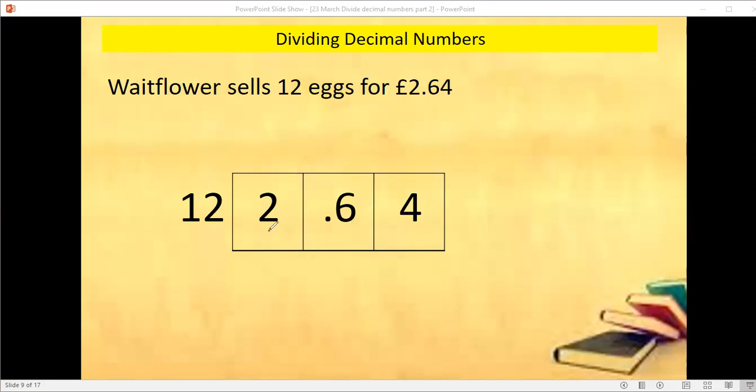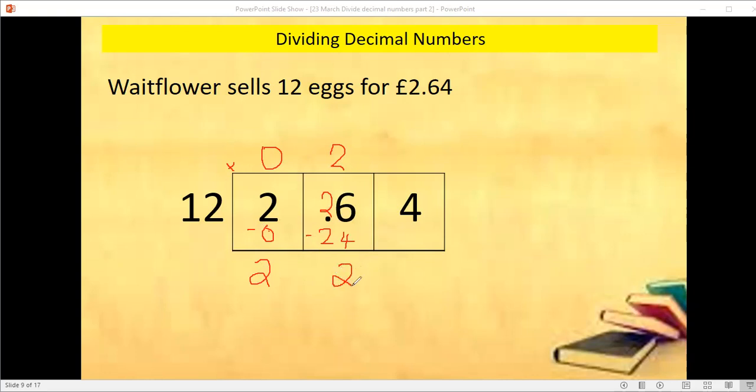Okay, so 2 divided by 12, it cannot be. So that means we need to put the 0. So 0 times 12 is 0. Now we need to subtract. So the 2, we are going to put it beside the 6. So 26 divided by 12 is 2. Now we have 24. Subtract: 26 minus 24 is 2, or 6 minus 4 is 2. 2 minus 2 is 0.